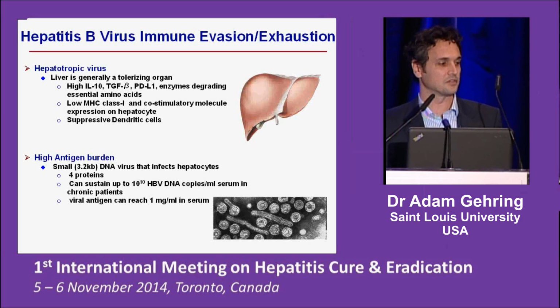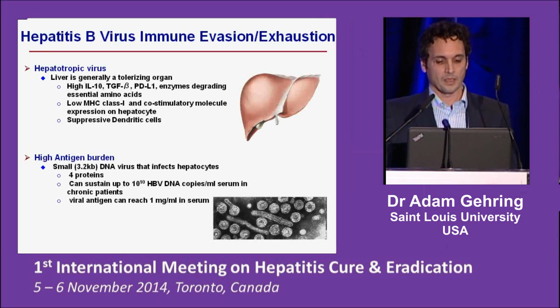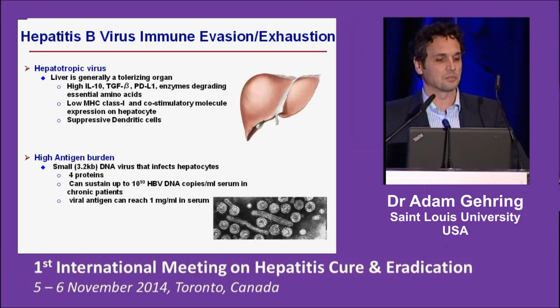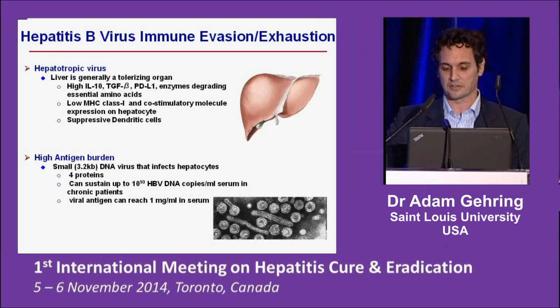I mean, the level of viremia in these patients is often 10 to the 9, can be 10 to the 10, and I've worked with some of these patients where in their serum we can see up to 1 milligram per mil of viral antigens. So there's really a massive antigen burden in these patients. So then the question in terms of immunology is, how can you actually restore a virus-specific T cell response that's been exhausted from years of exposure to an inhibitory environment like the liver, and coupled with the amount of antigen that's present in the circulation or in the body?